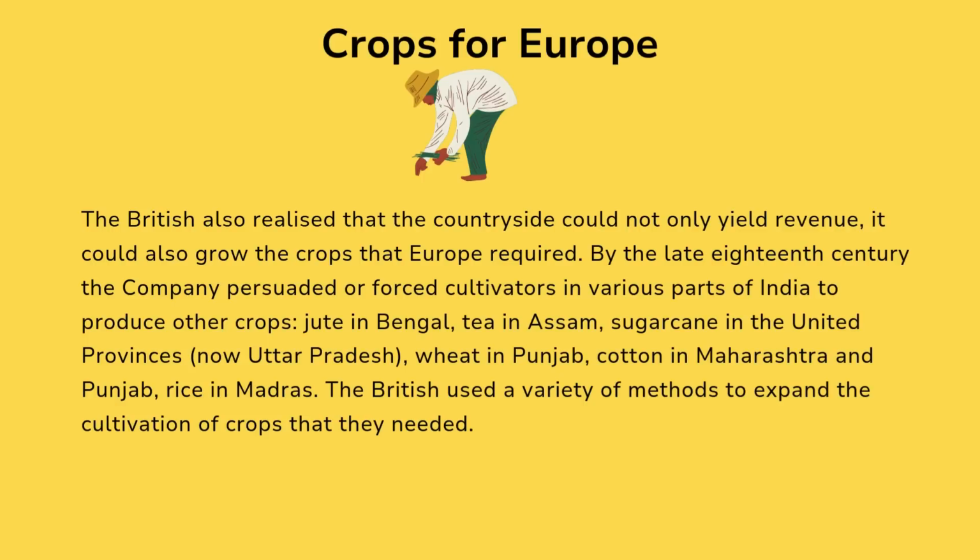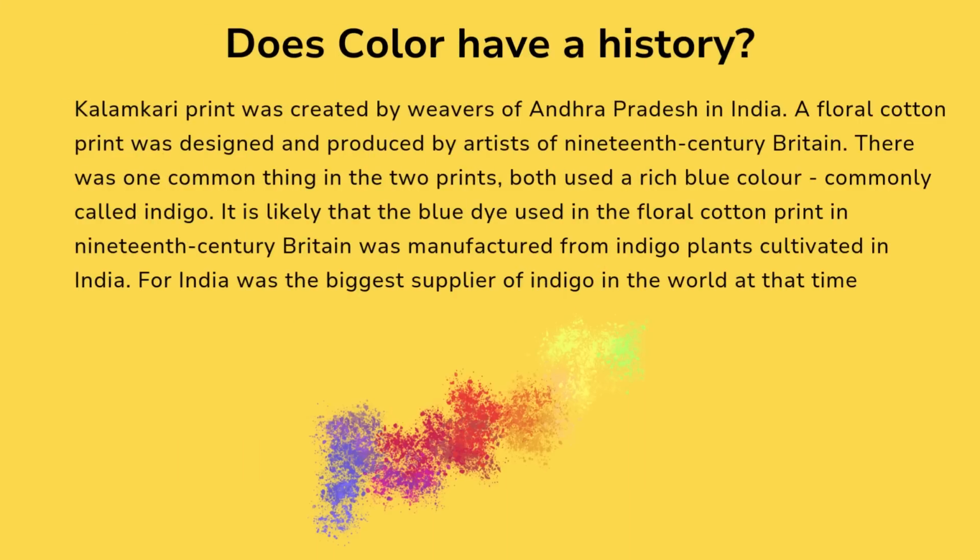The British used a variety of methods to expand the cultivation of crops that they needed. Does color have a history? Kalamkari print was created by weavers of Andhra Pradesh in India. A floral cotton print was designed and produced by artists of 19th century Britain. There was one common thing in the two prints: both used a rich blue color, commonly called indigo.